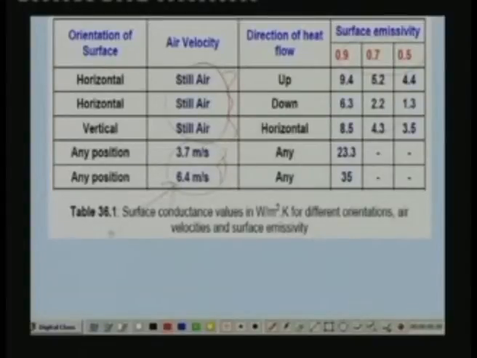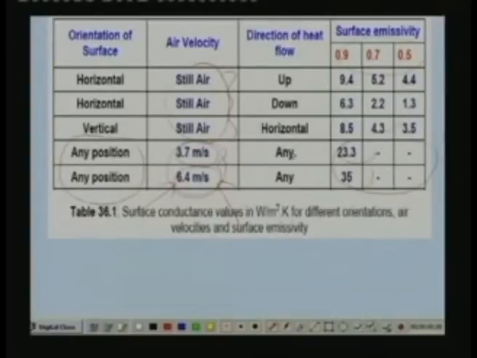Whereas when you have forced convection, that means when you have velocity of air at the rate of 3.7 meter per second or 6.4 meter per second, heat transfer is mainly by forced convection. When it is by forced convection, the orientation of the surface is not very important. Similarly the emissivity of the surface is also not very important, because compared to the forced convection heat transfer, the radiation heat transfer is negligible. So you can see that for this case, the heat transfer coefficient depends only on the velocity. If the velocity is 3.7 meter per second, then the heat transfer coefficient is 23.3 watt per meter square Kelvin. If it is 6.4 meter per second, it is 35 watt per meter square Kelvin. So these are the typical values.